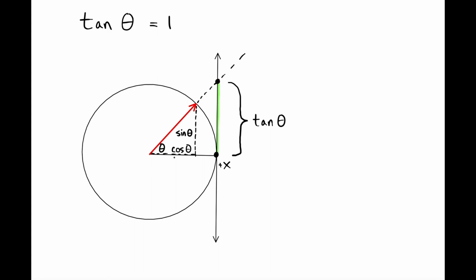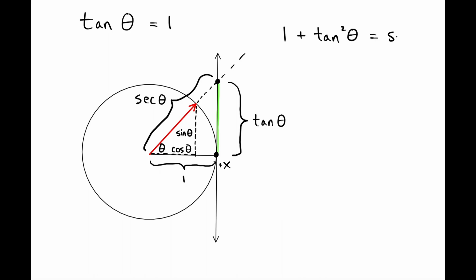And we have also a couple more things that we could label here. Because this is a unit circle, the radius of it must be 1. And then this diagonal has a name as well. The diagonal must be the secant of theta, because we have the identity of 1 plus tan squared theta equals secant squared theta. This is a Pythagorean identity for angles.